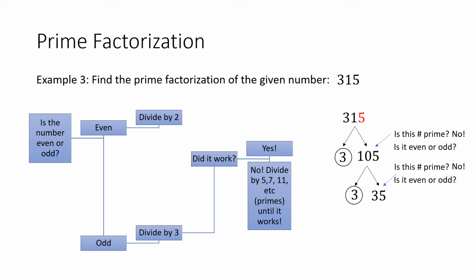And so we want to try to divide by 3, but as we saw earlier, it doesn't work. What does work is dividing by 5. When you do that, you get 7. And 7 is a prime, so we are done. So the prime factorization of 315 is going to be 3 times 3 times 5 times 7. And that's it.